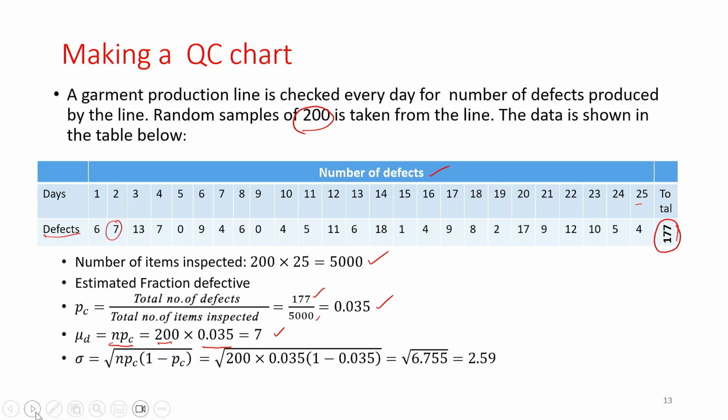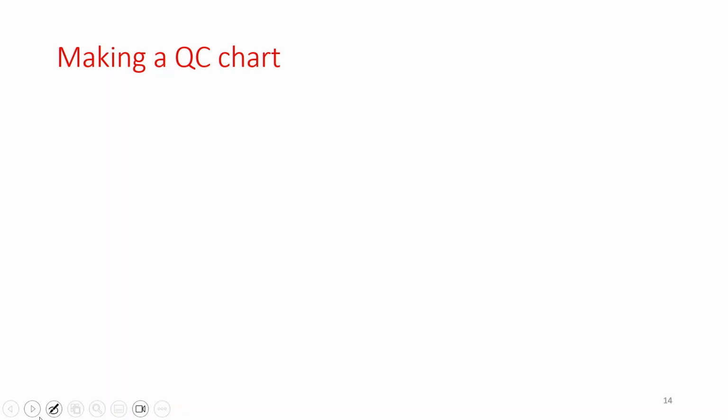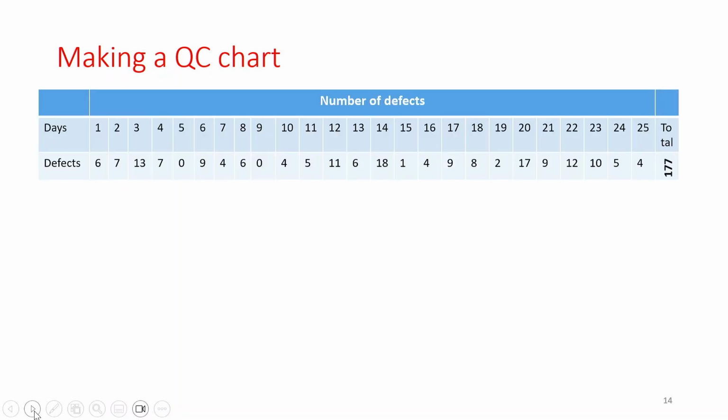And what is going to be my standard deviation? We apply the formula square root of NPC into (1 minus PC). So that will be 200 into 0.035 into (1 minus 0.035), and if you work it out, you will find the figure 2.59. That is the standard deviation. The standard deviation and the mean value are based on the binomial distribution. Now we will make the chart. With these two pieces of information, we can make the chart.